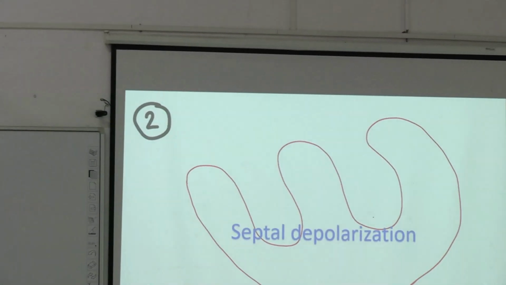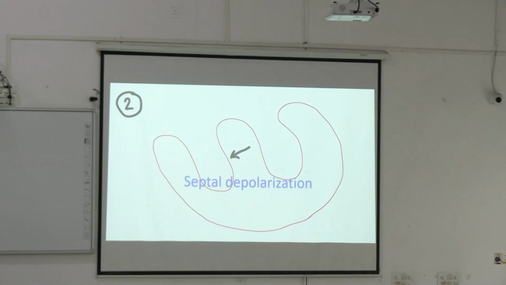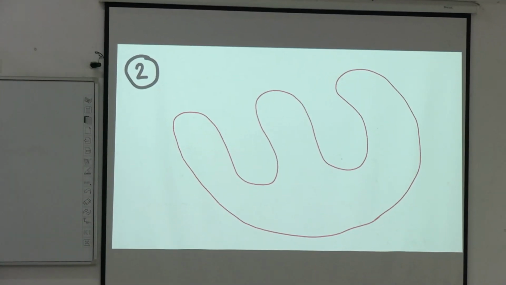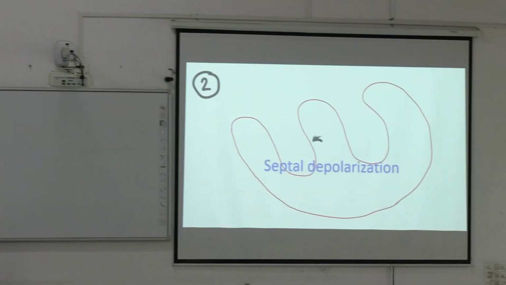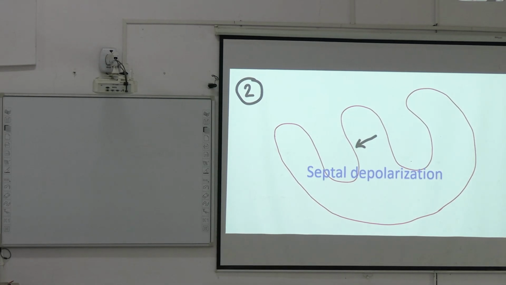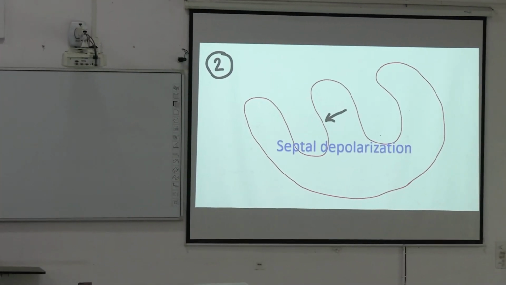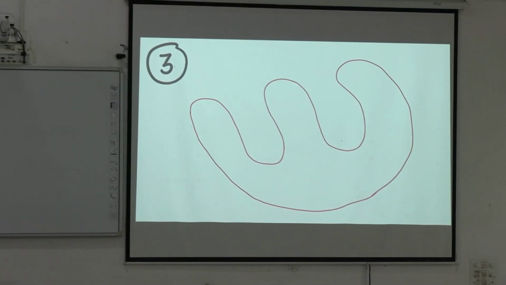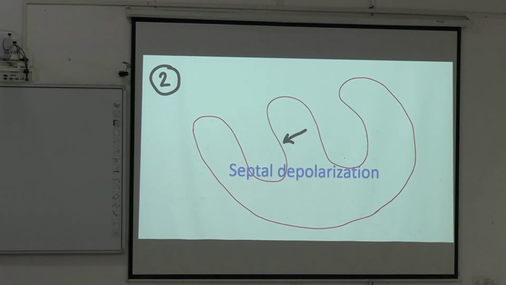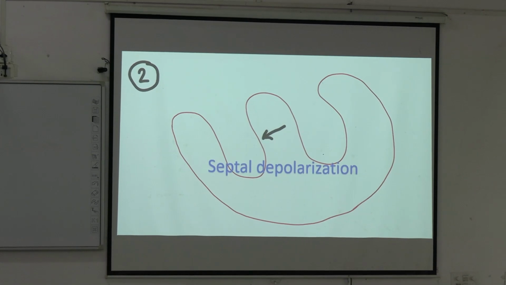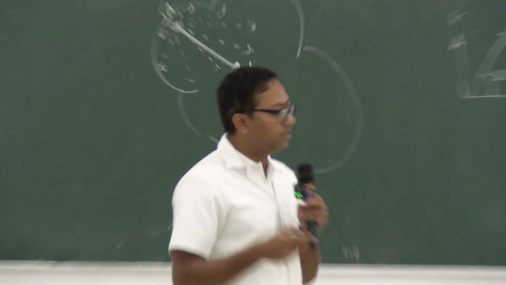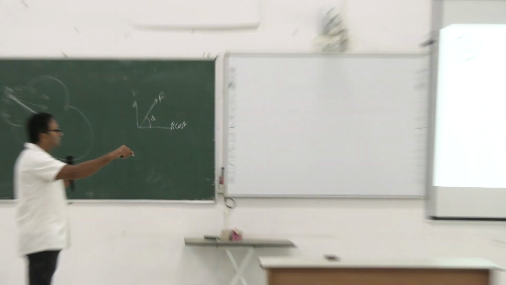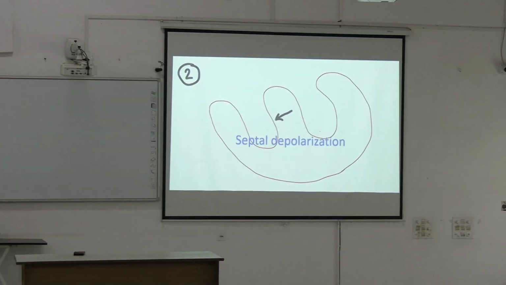Come to the second vector. The second vector is the septal depolarization vector. Septal means interventricular septum, right? So the interventricular septum is depolarized from left to right. You see, this is the interventricular septum.